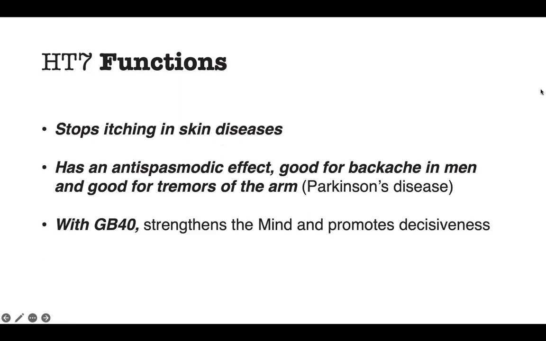Heart 7 stops itching in skin diseases. It has an antispasmodic effect, so it's very good for backache in men and good for tremors of the arm, as in Parkinson's disease. With gallbladder 40, heart 7 strengthens the mind and promotes decisiveness.